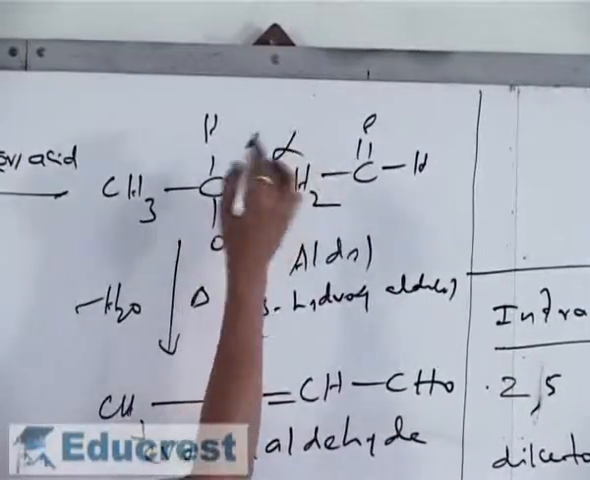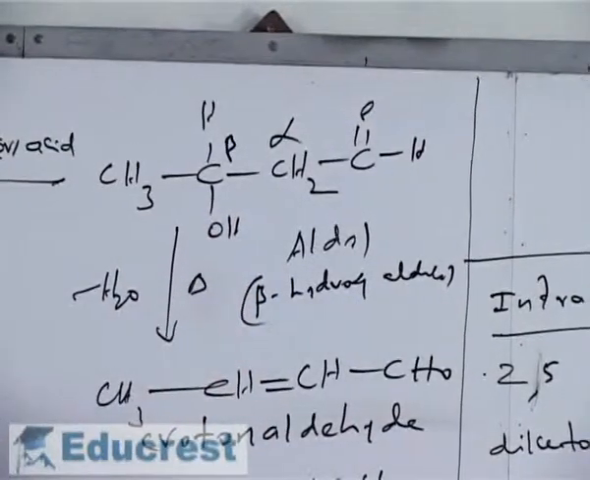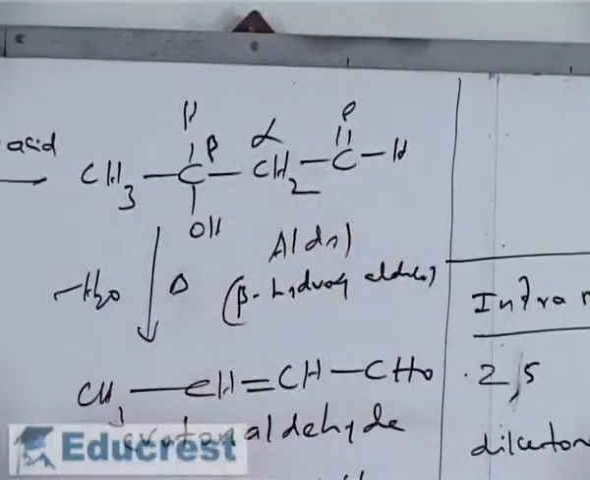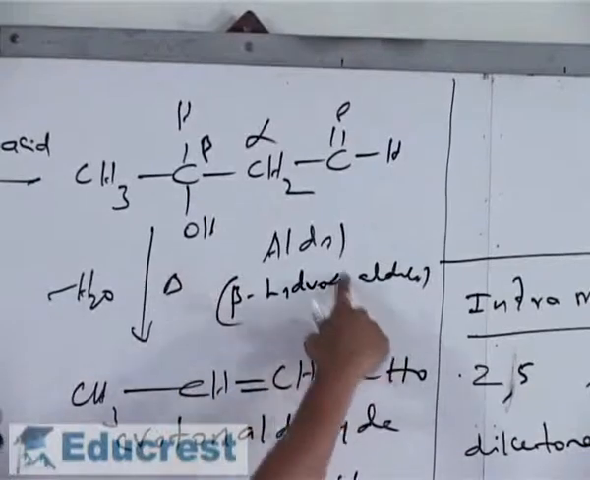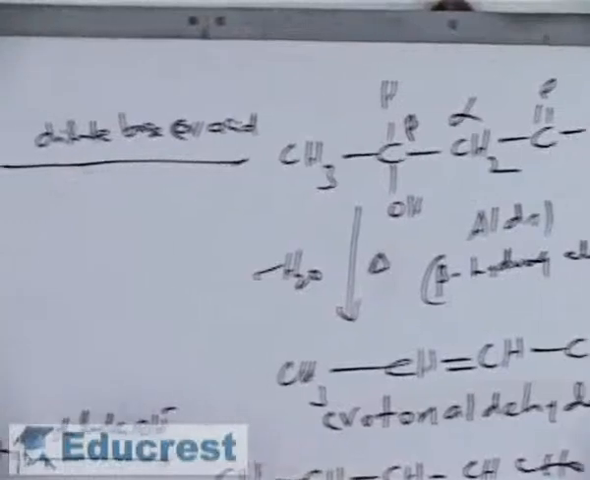This carbon is alpha, this carbon is beta. This is known as beta hydroxyaldehyde. This part is aldehyde part. This beta hydroxyaldehyde is known as aldol, and hence this reaction is known as aldol condensation.